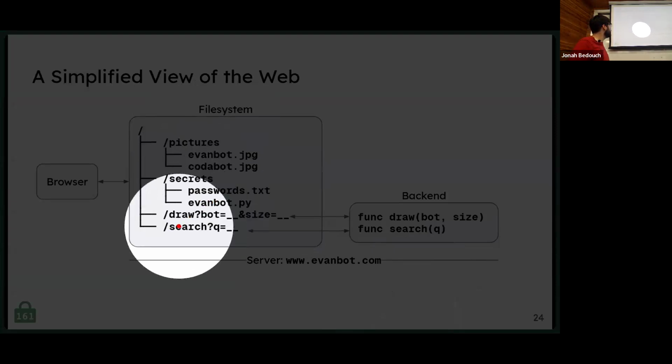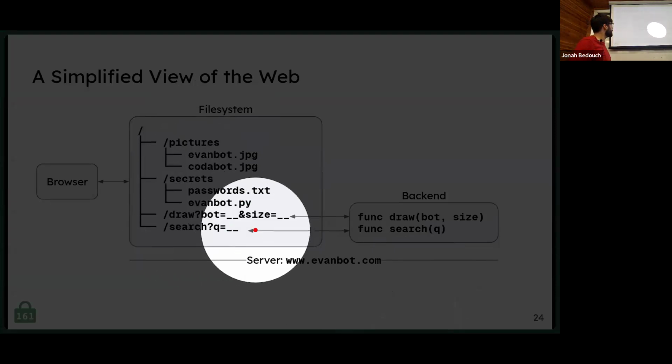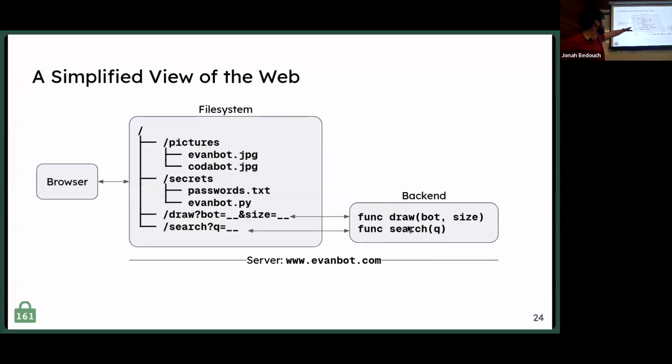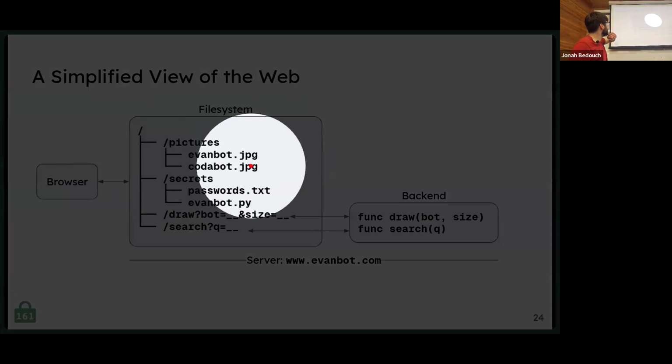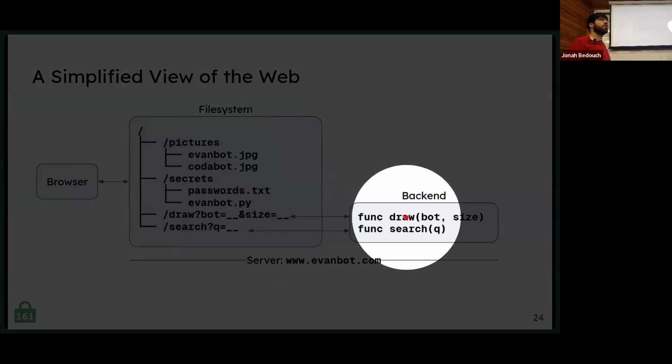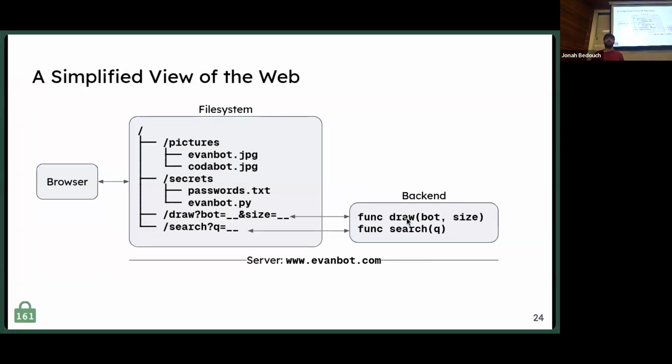It has some secrets. And then it has some of these paths that actually map to functions on a backend. So every time we request one of these paths, we're just going to get the file. And if we go to one of these down here, we'll end up calling this backend function and actually executing it and returning the result dynamically.